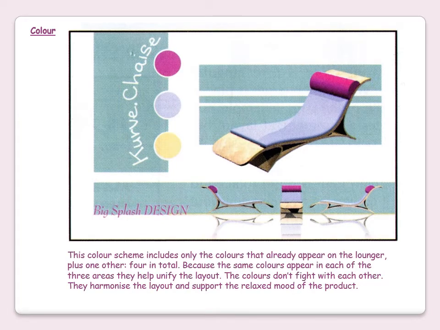In this example, the colour scheme includes only the colours that already appear on the lounger, plus one other, 4 in total. Because the same colours appear in each of the three areas, they help to unify the layout. The colours don't fight with each other, they harmonise the layout and support the relaxed mood of the product. So as you can see, the pale blue in the background is repeated in every area, and the only other colours are the purple, which is already in the lounger, the brown and the pale blue.